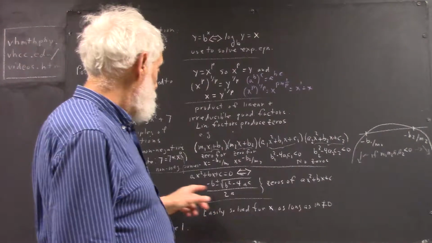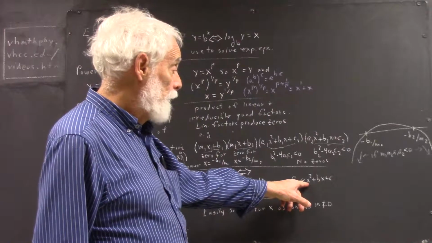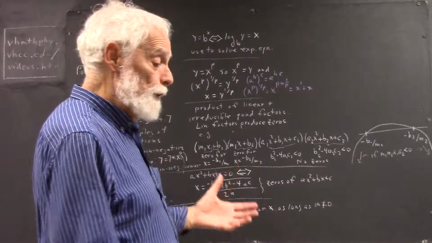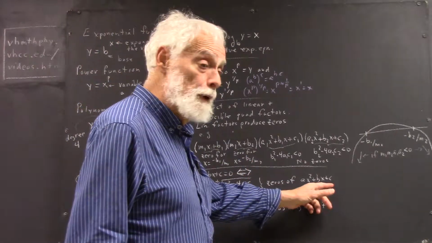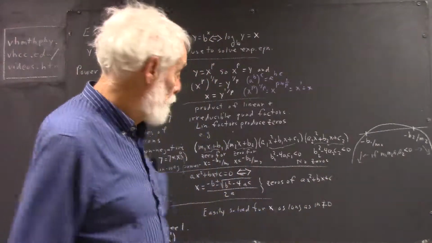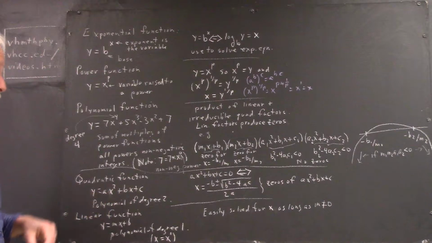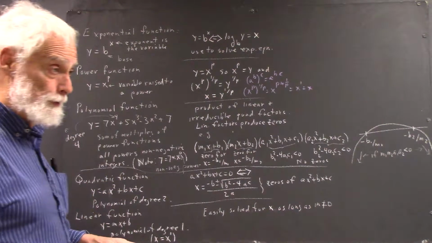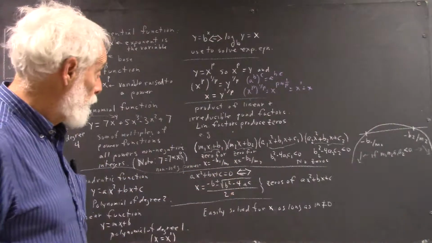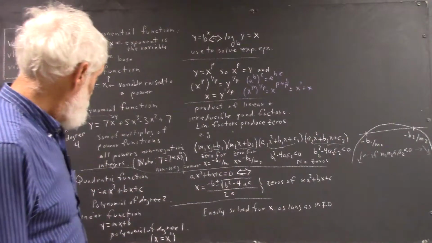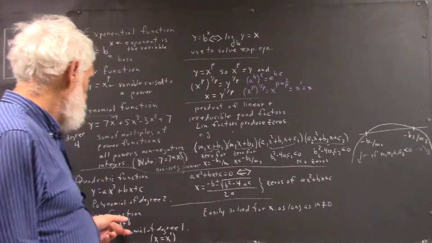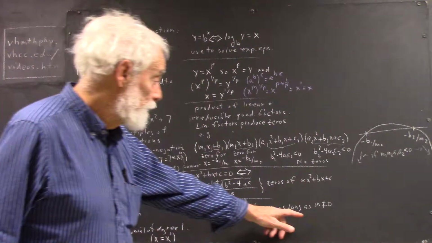And this gives you the zeros of ax squared plus bx plus c. In other words, the points at which this expression has value 0, the points at which the graph of y equals ax squared plus bx plus c would cross the x-axis. And for a linear function, it's easy to solve this for x, as long as m is not 0.